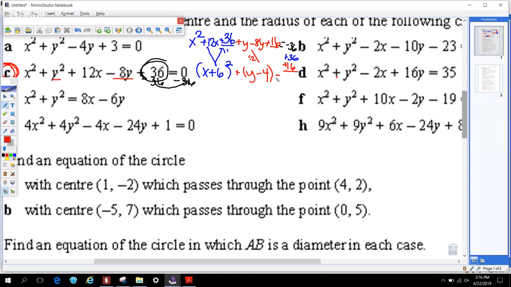When we do that, we add all of this stuff up, and that gives us 16, because these will cancel. Switch the signs. Our center is negative 6, positive 4, and our radius squared is 16, which means our radius is 4. Let me go through this last one.